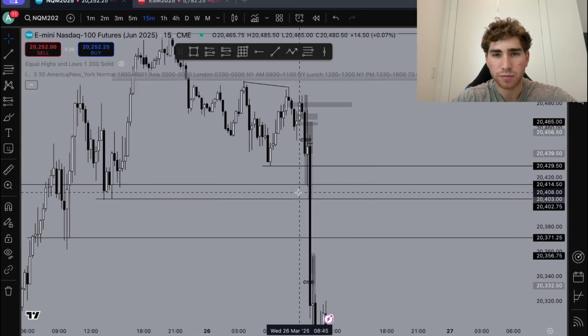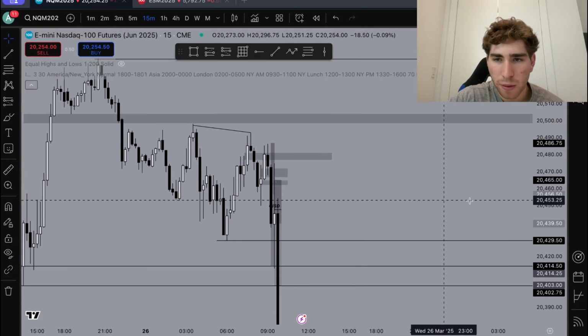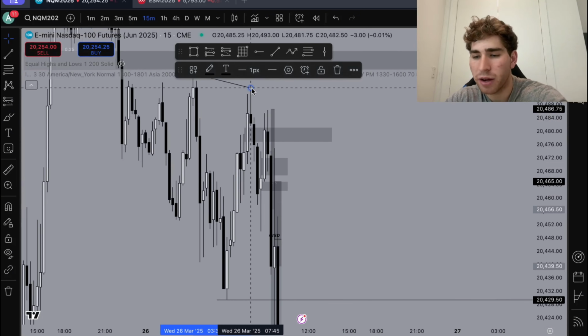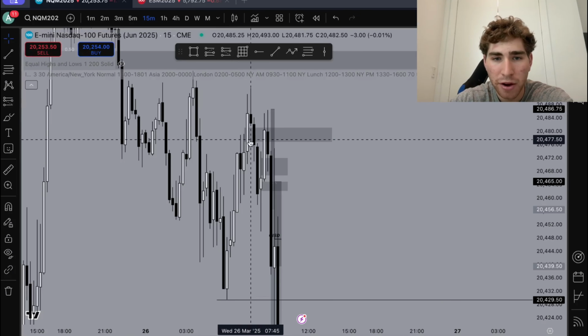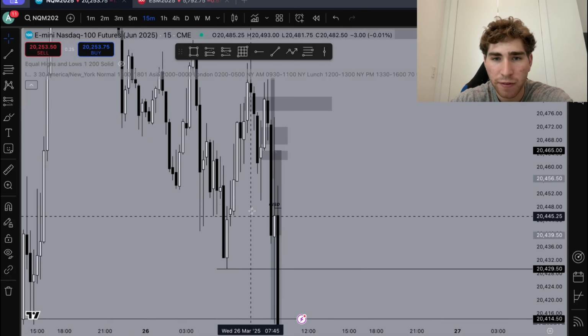So we took some shorts this morning off a 15-minute, 2 CISDs that you can see right here. And market is still dumping, right? On the 15-minute time frame, we tapped into a bearish 15-minute fair value gap, with sell side resting below us. What do we see happen on the 1 minute right here?